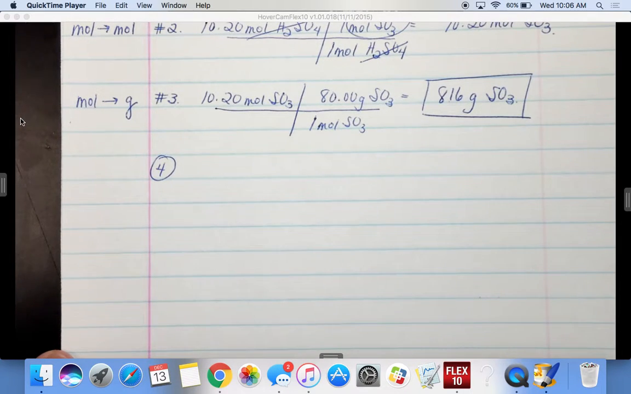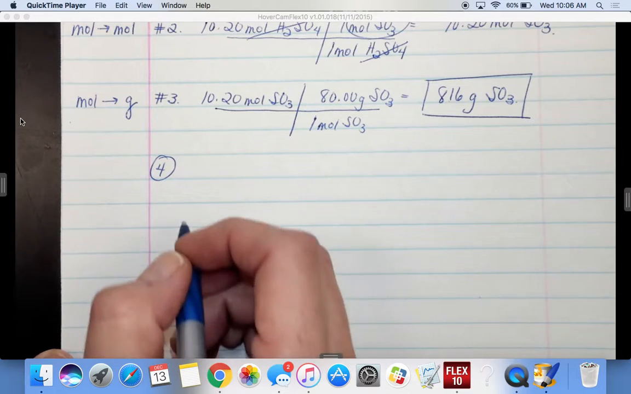All right, so when we look at number 4, again, the first thing we need to do is read the question and write out the balanced equation. What mass of carbon dioxide will be produced from the complete combustion of 64 grams of methane?